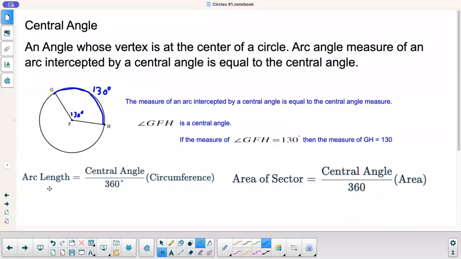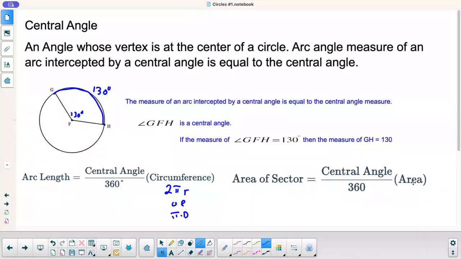Now, if I wanted to find the arc length, you take the central angle, divide it by 360, and times it by the circumference. Circumference is 2 pi r, 2 pi times radius, or pi times diameter. 2r is the same as diameter. So you're basically finding what fraction of a circle this is. It's 130 out of a full 360. So you divide that, and then you multiply by the circumference, and it'll give you the exact length of that.